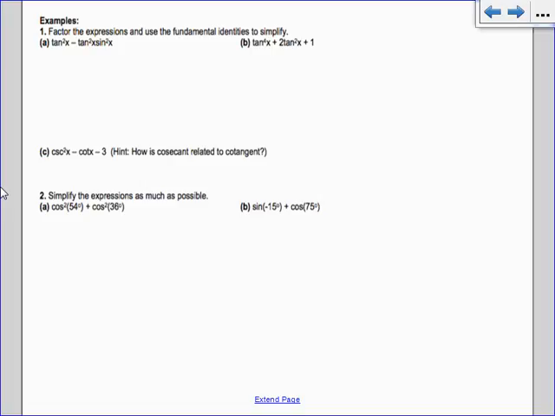So number 1 says factor the expressions and use the fundamental identities to simplify. So let's do a few of these. Okay, so the first thing I notice is that in this first expression, I have a tangent squared x in common. So I'm going to factor out a tangent squared x. When I do that, in parentheses I'm going to have 1 minus sine squared x. Well, I know that 1 minus sine squared is actually a form of my Pythagorean identity.